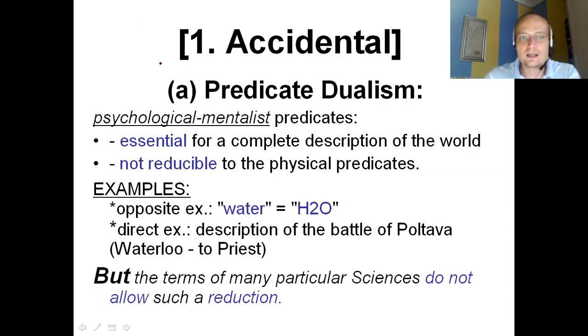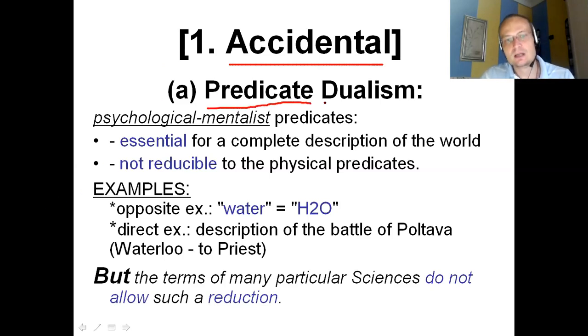Okay, first, accidental dualism, and of course, predicate dualism. Predicate means that when we try to describe reality in our language, we use different predicates. We use different words for explanation and for description.